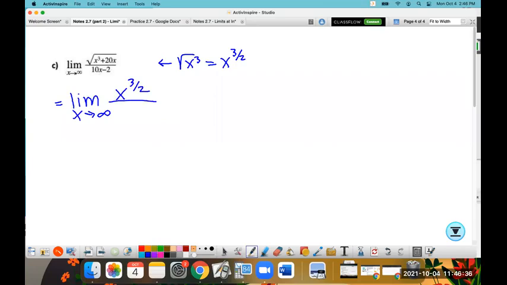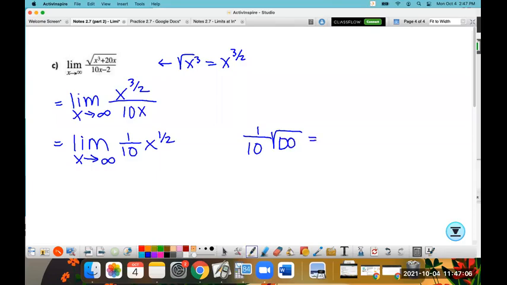Denominator. 10x. Okay, reduce that for me. What do we get? 1/10 x. Yep, 1/10 x to the 1/2. Let's try plugging infinity in. X to the 1/2 is technically what kind of root? Square root. So square root of infinity is still infinity. 1/10 times infinity. Okay. We okay with that?